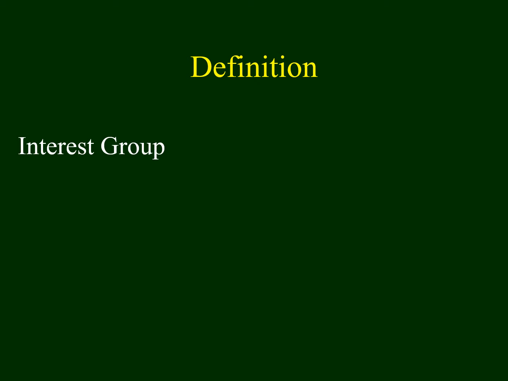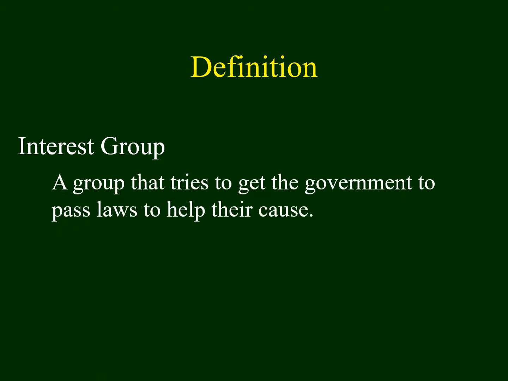Since we'll be discussing interest groups throughout the course of the presentation, I should probably define what they are. An interest group is an organization that tries to get the government to pass laws to help its cause. Essentially, it's a group of like-minded people who want the government to be responsive to their needs. That's all it is.